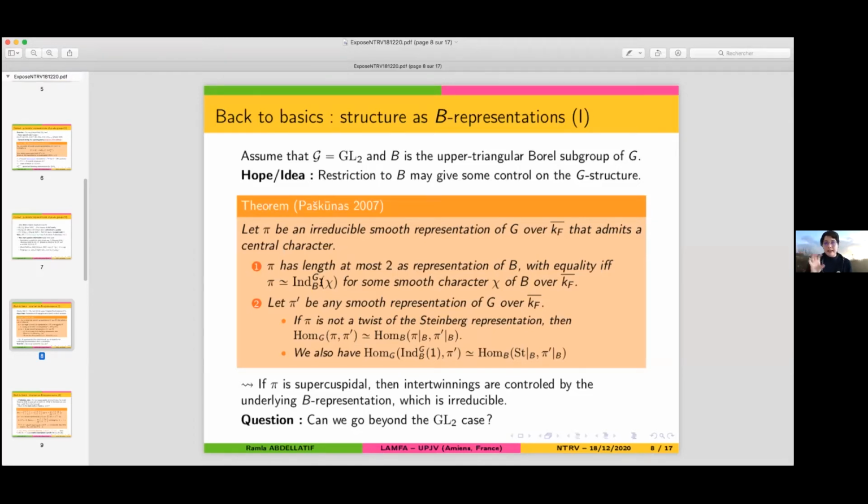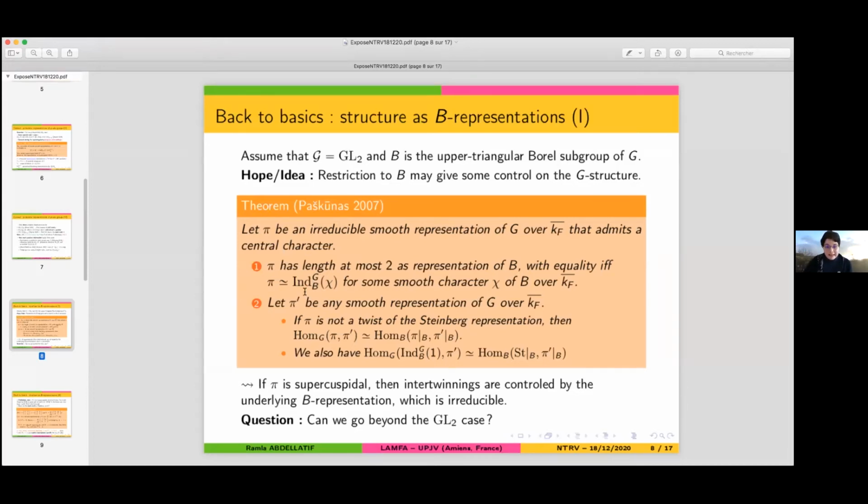And now if pi is supercuspidal, then it's supersingular. Basically that's the heart of this first point: if pi is supersingular, then its restriction to B is still irreducible, okay? And you don't need to know what pi looks like. You can prove that. I will say a word about how he proved that, because the result we have with Ose is that we generalize this theorem.